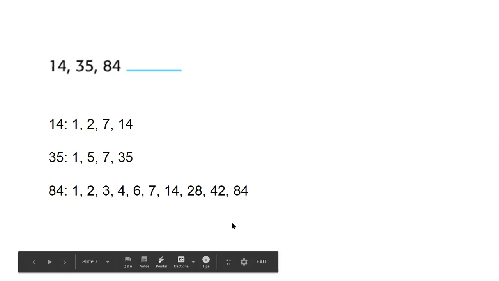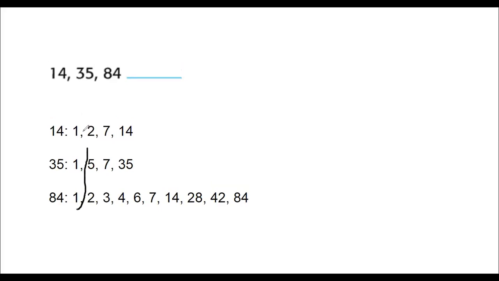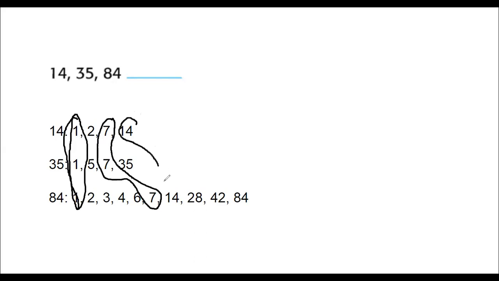Once we make our organized list of factors, we circle the ones that are the same. In this case, we're going to circle 1, and it looks like 7. There's that weird circle again, and 14. And we choose the highest number. That's going to be our GCF, and in this case, it's 14.